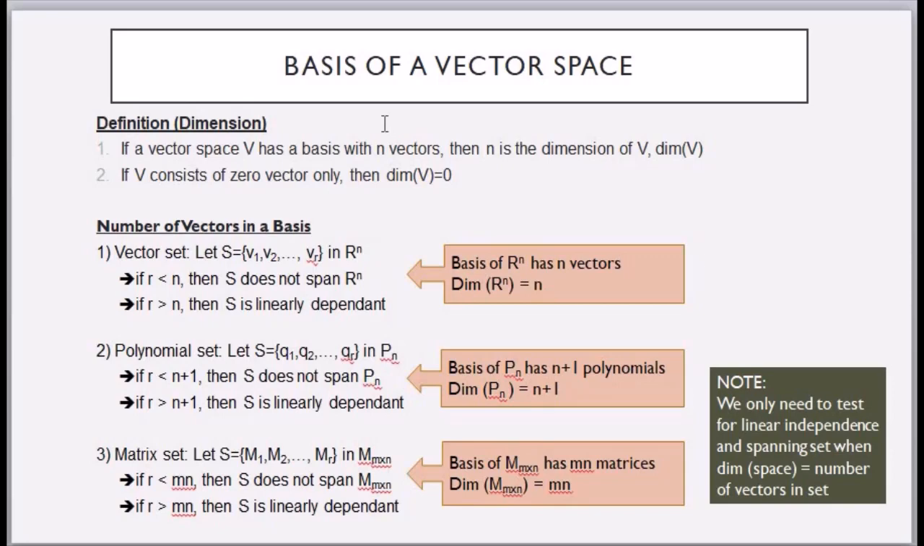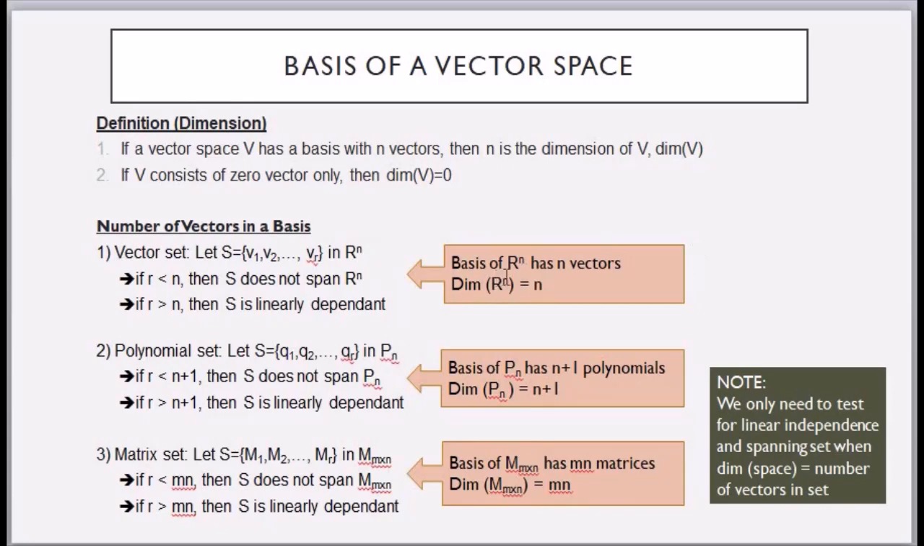Basis of a vector space, definition of dimension. Number 1, if a vector space V has a basis with n vectors, then n is the dimension of V. We denote it as dimension V. And number 2, if V consists of the 0 vector only, then dimension V equals 0. So there are 3 different types.